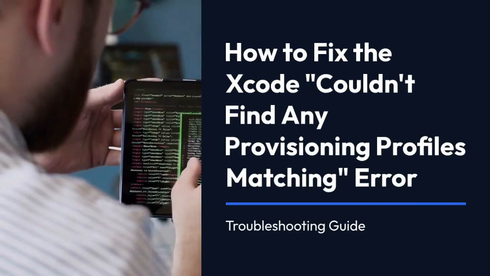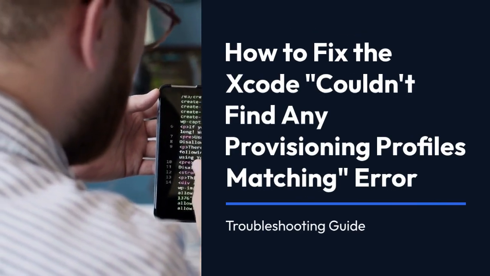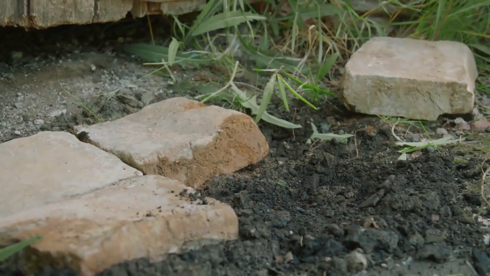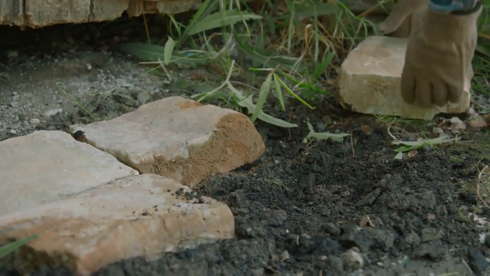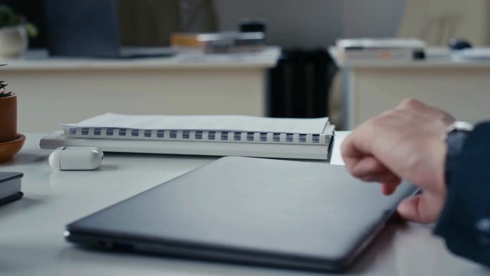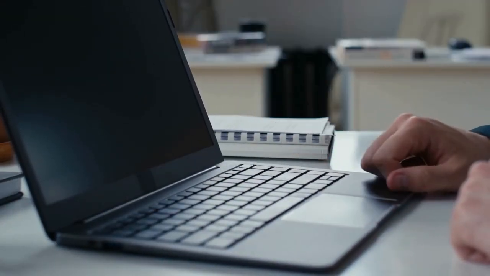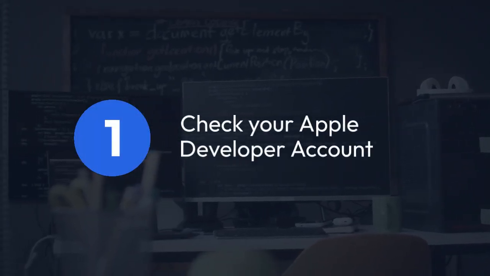We're going to explain how to fix the Xcode "couldn't find any provisioning profiles matching" error. This frustrating error pops up when Xcode can't find the correct code signing certificate to build and run your app. It's usually caused by mismatched settings or problems with your Apple developer account. Let's go through the troubleshooting steps.